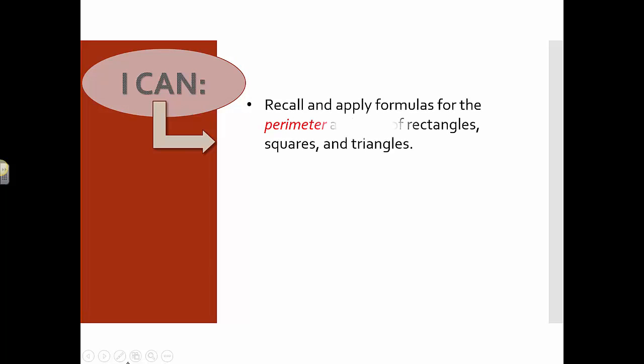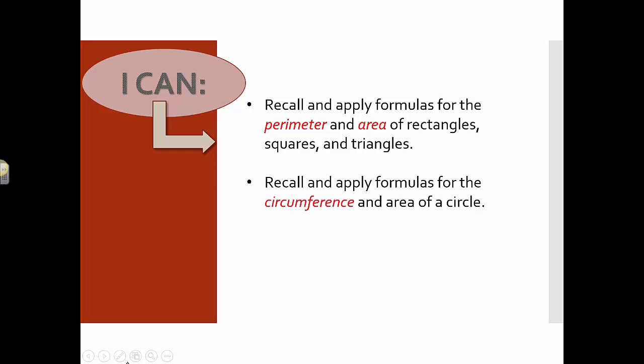By the end of the video, hopefully you will say, I can recall and apply formulas for perimeter and area of rectangles, squares, and triangles, and I can recall and apply formulas for circumference and area of a circle.